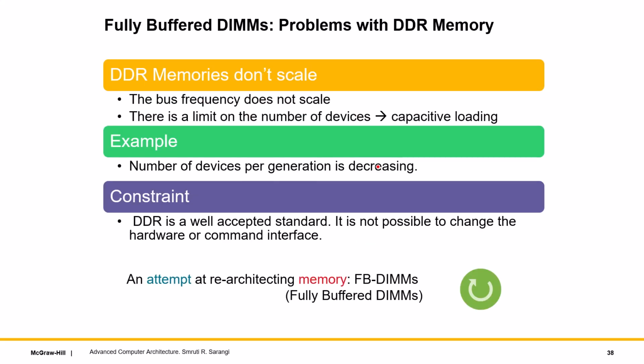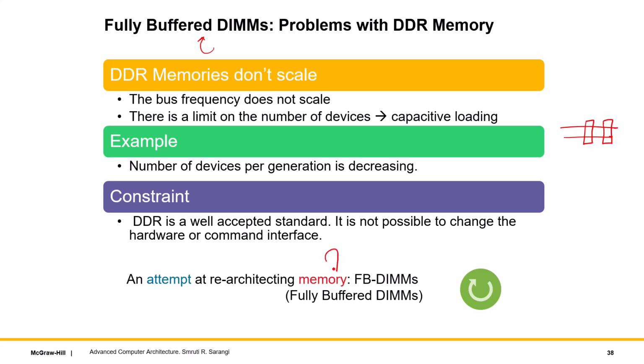So what is the problem with DDR memory, and why do I need something more than DDR? DDR memories don't scale. The bus frequency has reached saturation; it's not going to increase beyond it. And given that my bus frequency is quite high, I can't place more devices on the bus, as that will increase the capacitive loading. So I can't place more DIMMs on a channel. There is a limit to the number of DIMMs that can be placed on a channel, because the entire channel will become slow. Also the number of devices per DIMM and so on is decreasing, and because DDR is a well accepted standard, we can't change the standard.